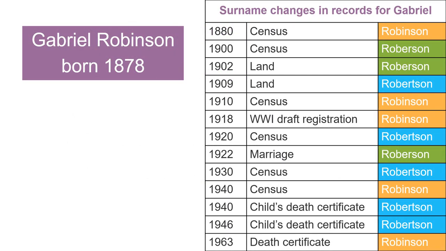Here is an example of some minor name changes for Gabriel Robinson, who was born in 1878. The table includes a list of the records that mention Gabriel and shows how his name alternated between Robinson, Robertson, and Robertson between 1880 and 1963. Be aware of this possibility when looking at records, and do not limit yourself to only those persons with the exact name you think your ancestor used.